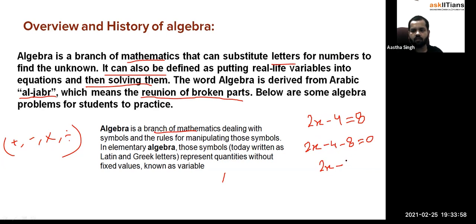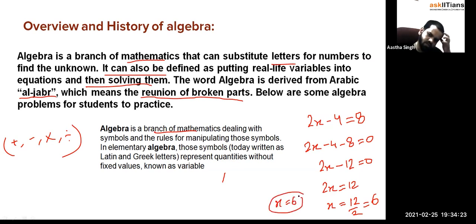So 8 and 4 will become 12, which is equal to 0. Again, your minus 12 will go to the other side, the RHS, and it will become positive, right? So 2x will be equal to 12. Here 2 and x are multiplicative, so x will be equal to 12 divided by 2, which is equal to 6, right? I think you all got the point. x is equal to 6. We'll definitely do questions based on it, not to worry.